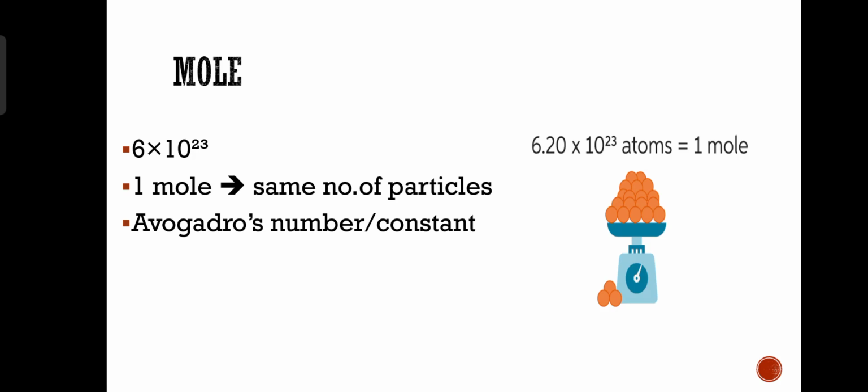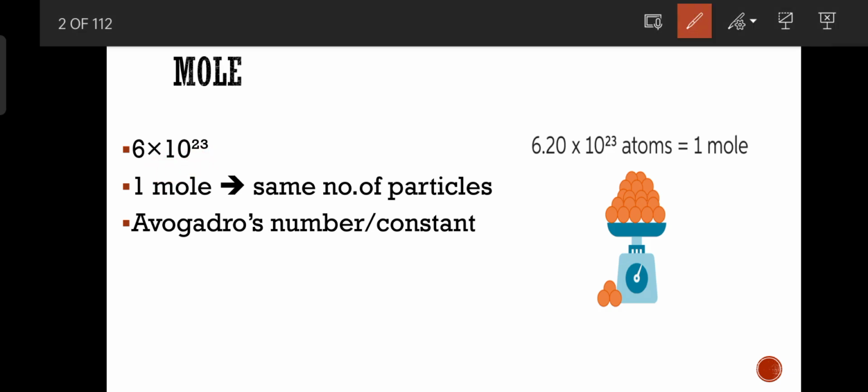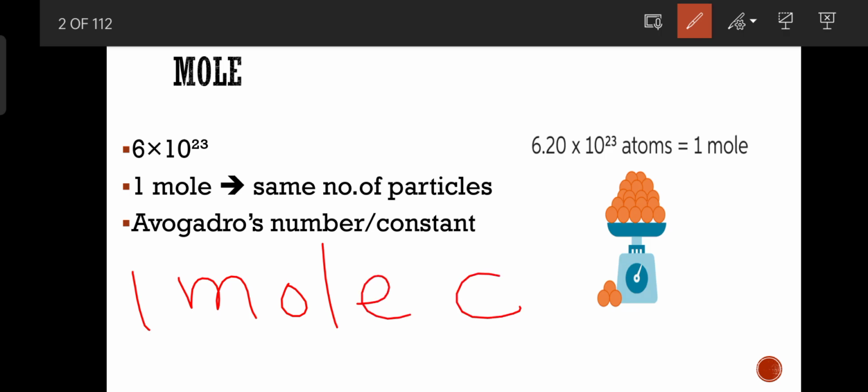Mole has the value 6 multiplied by 10 raised to power 23. 1 mole is always equal to 6 multiplied by 10 raised to power 23. Let's say when you say 1 mole of carbon, 1 mole of carbon means it will contain this number of particles.